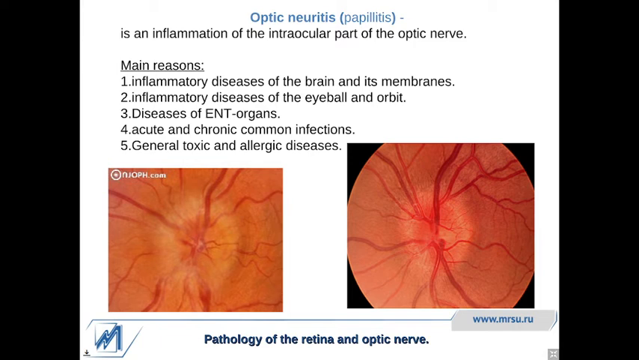Main reasons for this inflammation: inflammatory diseases of the brain and its membranes, inflammatory diseases of the eyeball and orbit, diseases of ENT organs, acute and chronic common infections. Also, general toxic and allergic diseases. You see that it is common inflammatory diseases of organs near the eye and also in the body. So, neuritis or papillitis is something like an inflammatory answer to other inflammatory diseases in our body.